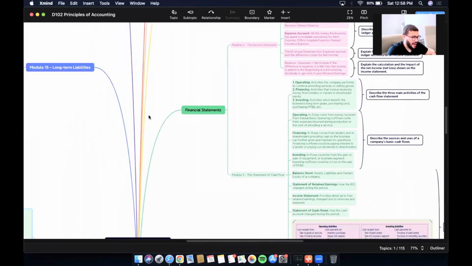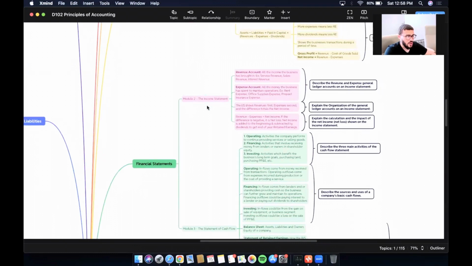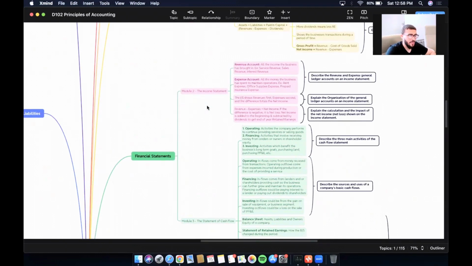Moving on, we have financial statements. So for module 2, you want to know how to describe the revenue and expense general ledger accounts on an income statement. We're also going to learn how to organize the general ledger accounts on the income statement. You want to explain the calculation and the impact of the net income or net loss shown on the income statement. So sometimes the net income can appear as a net loss or a net gain.